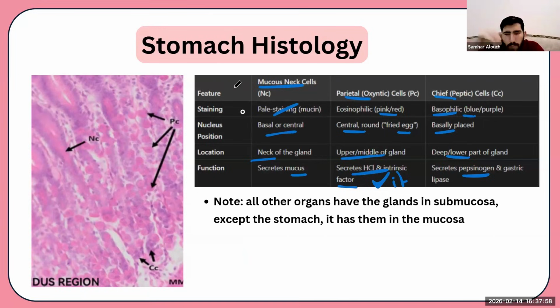One more thing on electron microscopy. If you saw granules down, that's mucous neck cells. If you saw granules up, that's the chief cells. If you saw mitochondria and multiple lines, that's parietal cells.